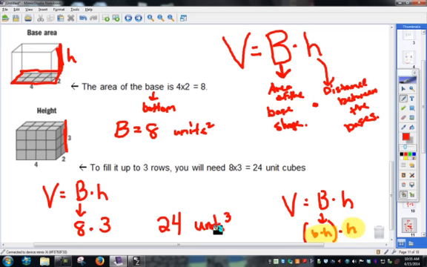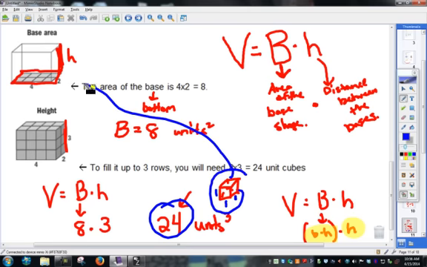Okay. Now, what does that mean? That means that, not the best drawing, if I asked you what does that mean, I expect you to say that this box right here, this rectangular prism, would have 24 cubes, 1 unit by 1 unit by 1 unit, that would fill it. So I would need 24 of those to fill it. And if you go back and count them, it makes perfect sense.